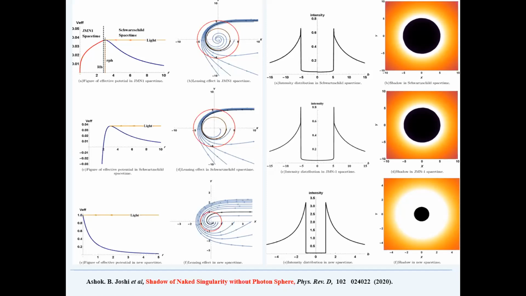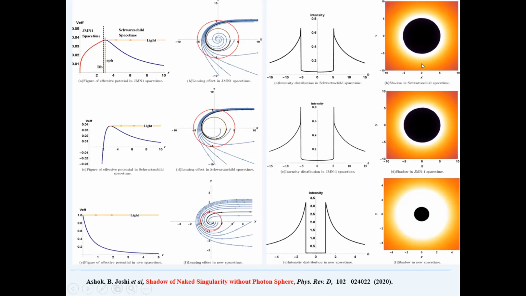So in this shadow simulation, third and fourth column, we take a simple model. We consider a spherically symmetric, radially freely falling thin Keplerian matter, which radiates monochromatic radiation. In the third column, we show how intensity varies with the impact parameter b in the Schwarzschild, JMN, and null singularity spacetimes. And in the fourth column, we show the shadow simulation for the JMN, Schwarzschild, and null singularity.